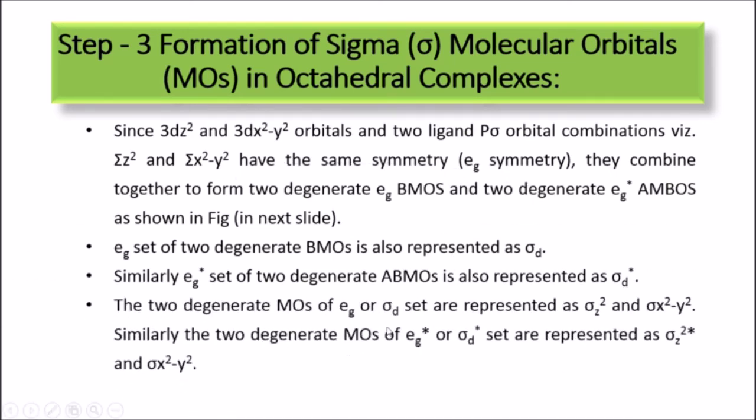2 degenerate molecular orbital of Eg, or we can say sigma D set, are represented as sigma z square and sigma x square minus y square. Similarly, 2 degenerate molecular orbital of sigma Eg star or sigma star D set are represented as sigma z square star and sigma x square minus y square. Star is missing over here, that you need to mention.